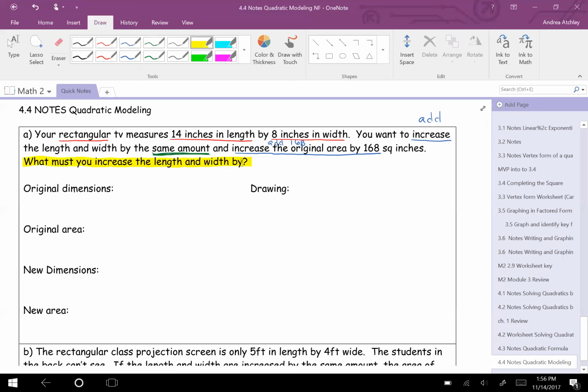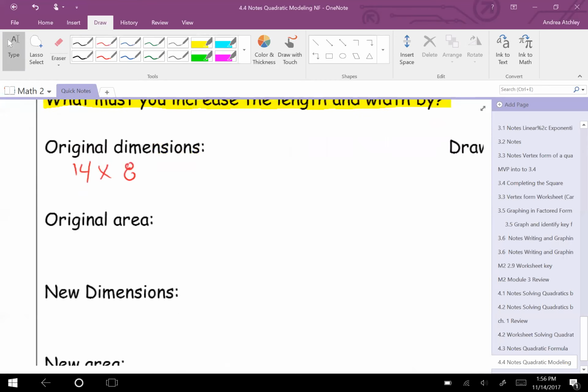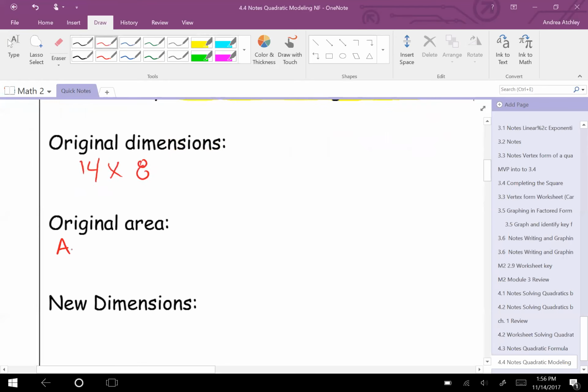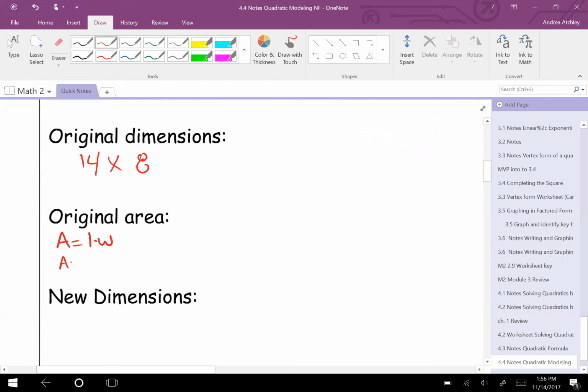Okay, so here I'm going to ask you a few different things, and you're going to give me the information. The first thing is, it asks us for the original dimensions. My original dimensions are the 14 by 8. The original area then, if we remember, area equals length times width. So area is going to equal 14 times 8, which gives me 112 inches squared.